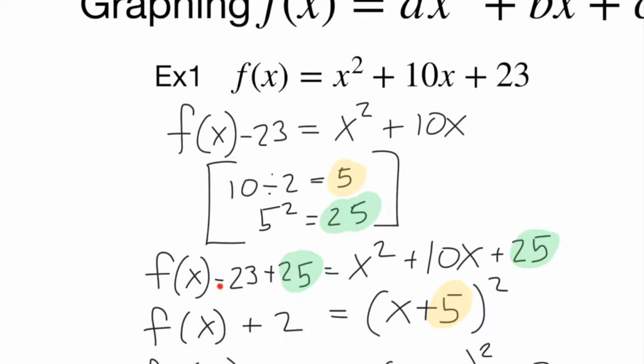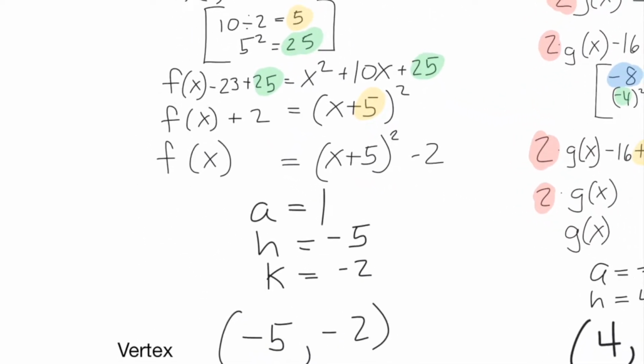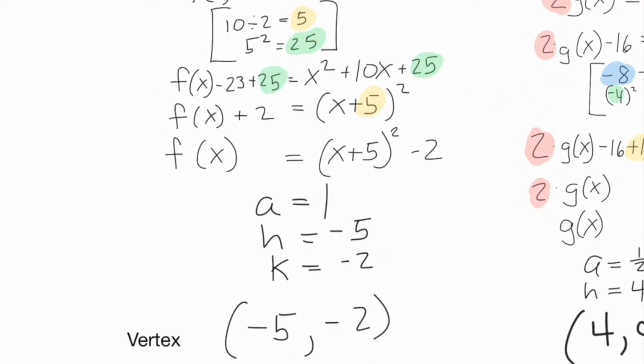Combining these like terms, we get f of x plus 2 on this side. And now that we have our perfect square, we can isolate f of x. We can get f of x all by itself again by subtracting 2. And so the three values that we get from this equation are that a is equal to 1, h is equal to negative 5, and k is equal to negative 2.